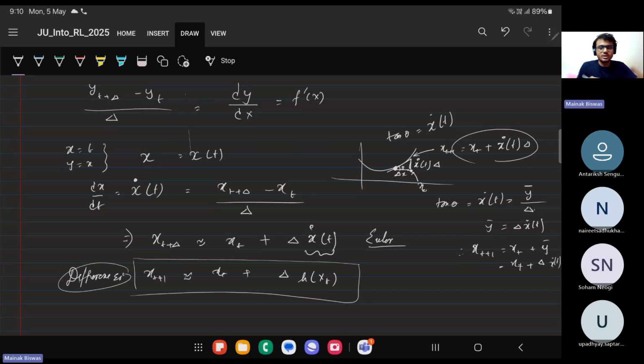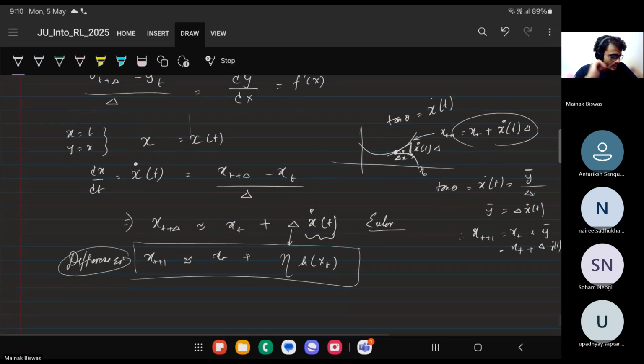In a computer, you cannot really let delta tend to 0, so you have to take one time step, and this is what you'll get. In this case it becomes the learning rate, whatever you want to have. So you're replacing delta with eta. Any questions? So this is your Euler form, or the ordinary differential equation can be written in this form. Any questions?